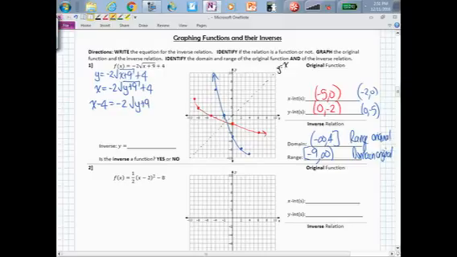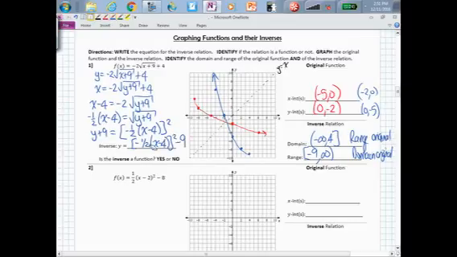So I move that 4 over. I'm going to divide both sides by -2. Now both sides are going to be squared. X minus 4, I'm going to square it. So then it becomes y equals -1/2 times x minus 4 squared minus 9.